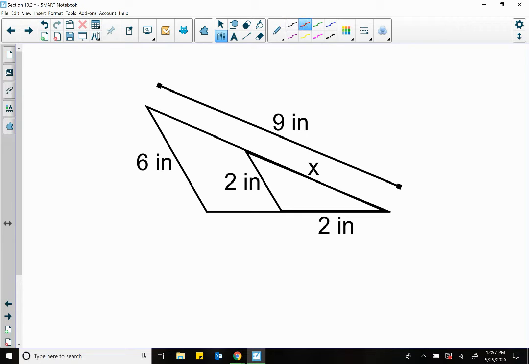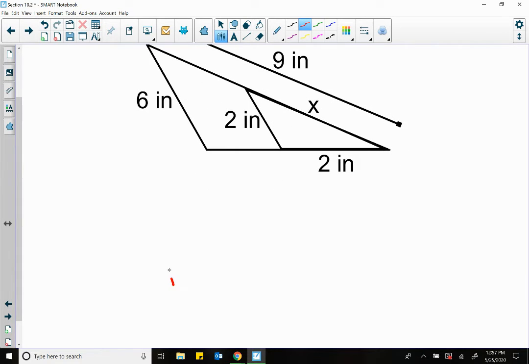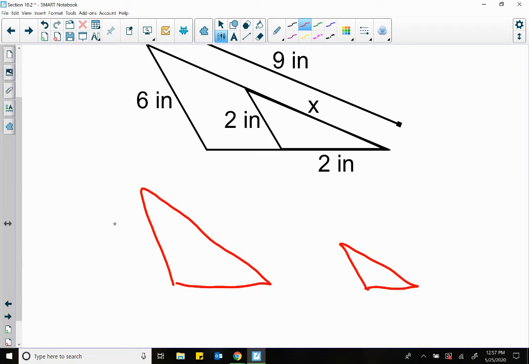Okay. So all they wanted to know is what is the measure of x? If you have a hard time looking at this, my advice to you, draw them separately. Draw them separately. So we have a big triangle. We have a little triangle. Okay? So on the big triangle, this guy is 6 inches. This length is 9 inches.